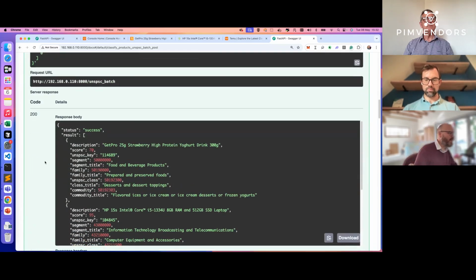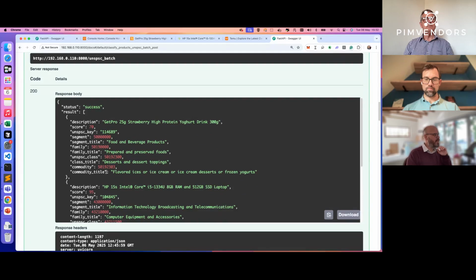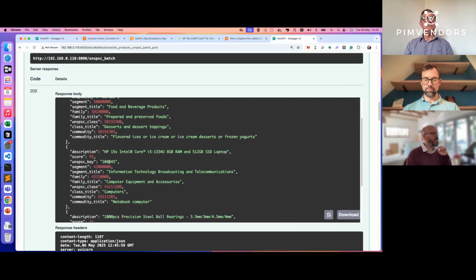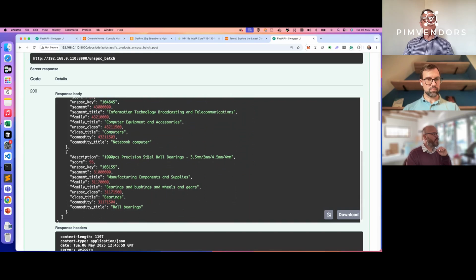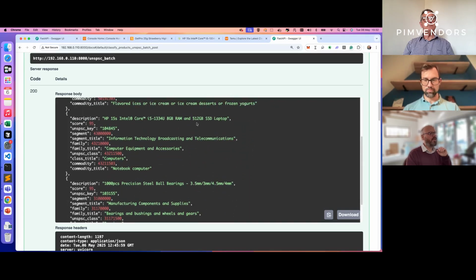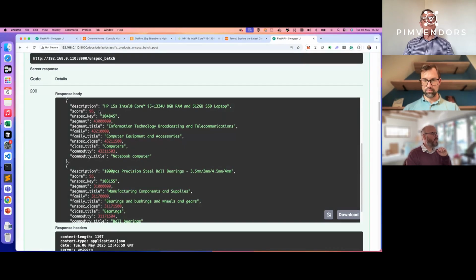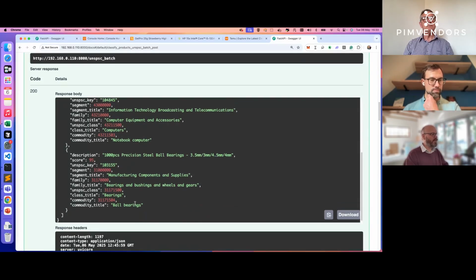So the one thing that we've been discussing is this score. Here we see the results of these. The ball bearings and the laptop got quite high confidence scores. You can see it classified that HP laptop as a notebook computer, which is correct. High score there. Ball bearings, it also got 95. And it gives you the whole hierarchy with their keys.